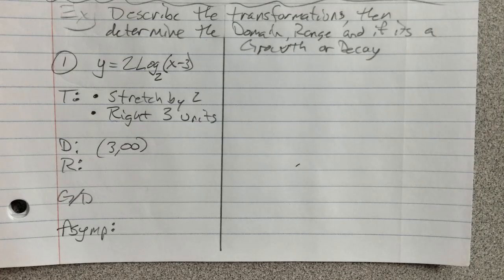Three is not included. It's an asymptote you cannot touch. Elvis, hit me. What's the range on this, big dog?